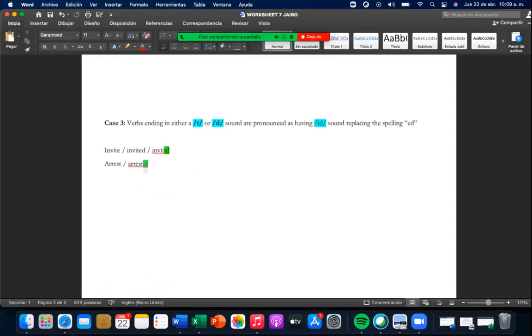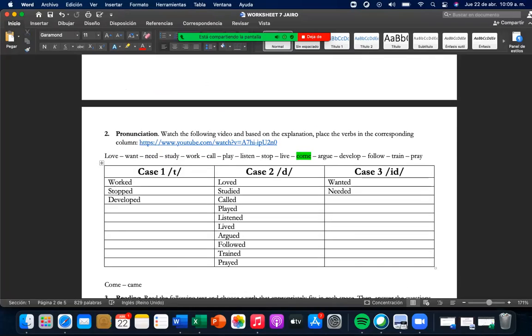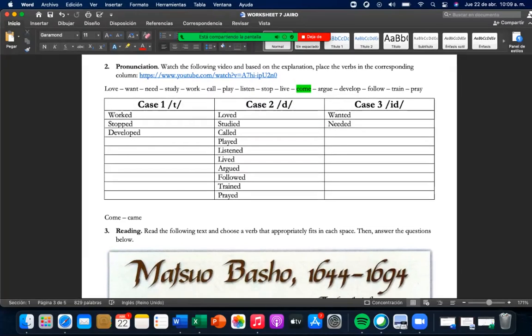Okay, so it's like an id sound here, but we're not going to say "invit-t." No, we say invited, right? Invited, arrested. Okay, so whenever you have a verb ending in t or d, you're going to pronounce the past as id. This is like the exception, okay? I know that this is easy again for you, but this is just extra practice, which is never enough, okay?